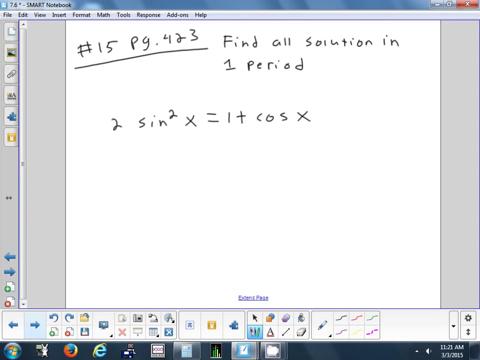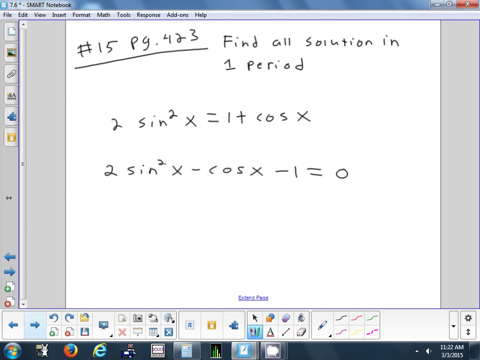All right, let's try this one. Okay, so this one is very similar. It just has one extra step. Anytime you're solving this kind of equation, Casey, what should it be equal to? It should be equal to 0. Okay, so your first step is just move everything to the other side. So you've got 2 sine squared x minus cosine x minus 1 equals 0. Now it's exactly like the last problem.